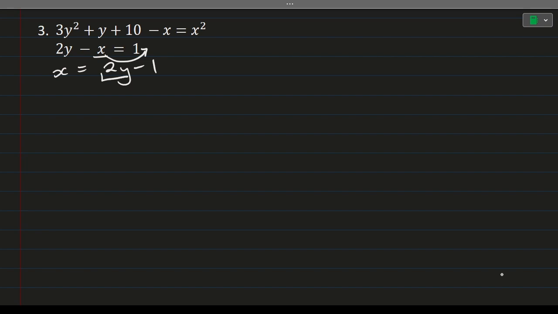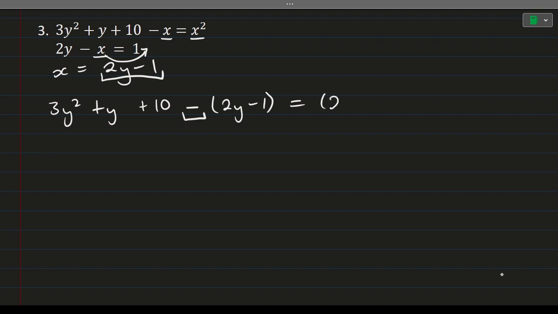Okay, now let's substitute x in the quadratic with 2y minus 1. So this would become 3y squared plus y plus 10 minus (2y minus 1). And remember to put brackets because we are going to multiply by a negative sign, is equal to x squared. X is 2y minus 1.